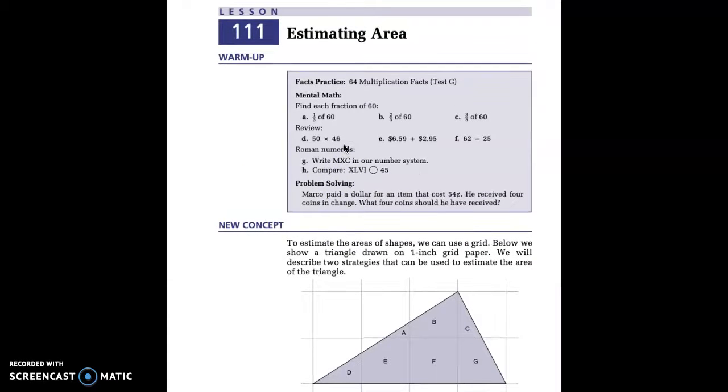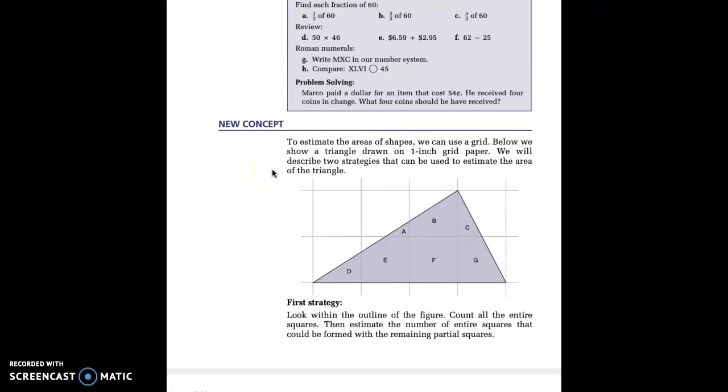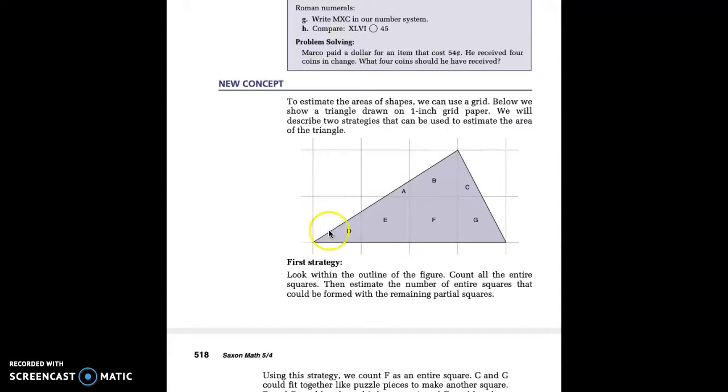This morning we're going to be working on lesson 111, which is estimating area. Honestly, this is a really quick and simple lesson where we look at a figure that is drawn on a grid. And what we're looking at is, instead of calculating the area using a formula, we're going to use two approximation strategies where we look at each of the squares on the grid, and we do one of two things.